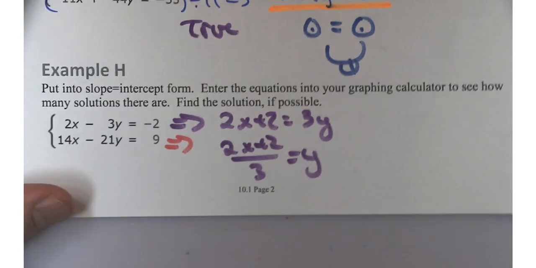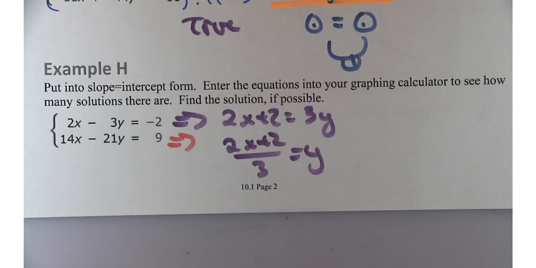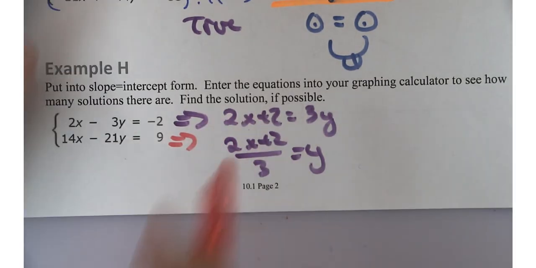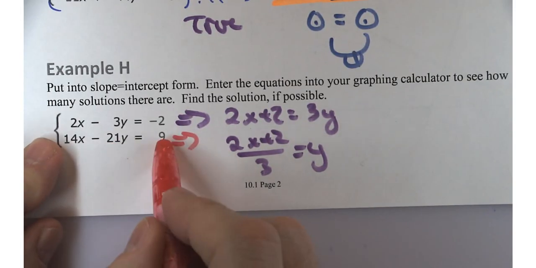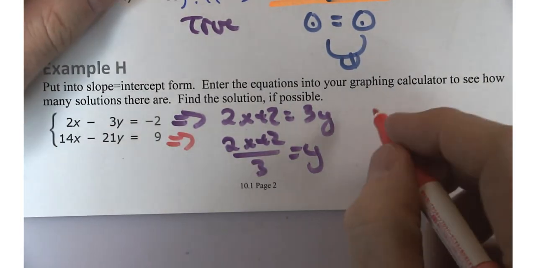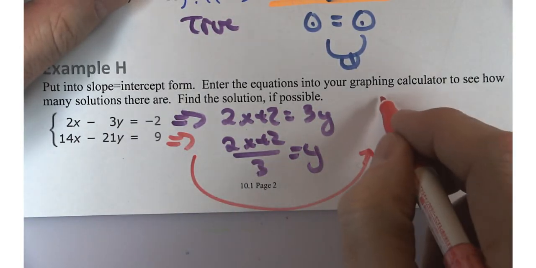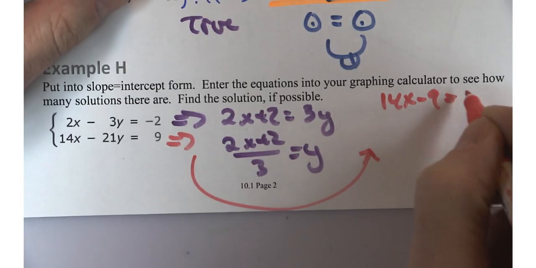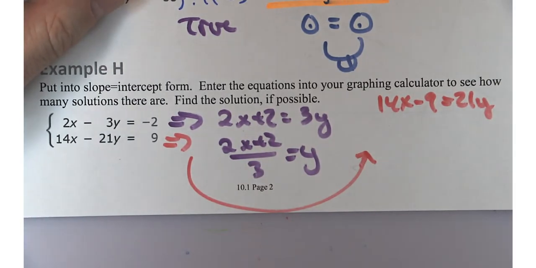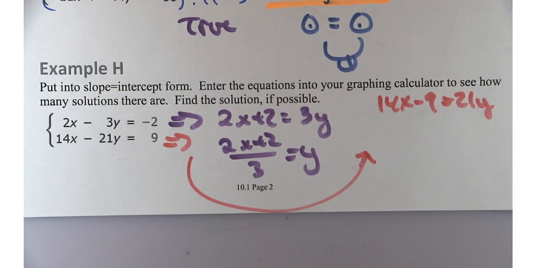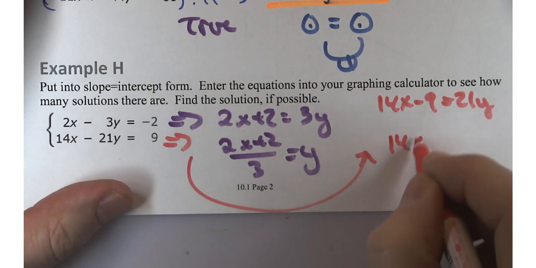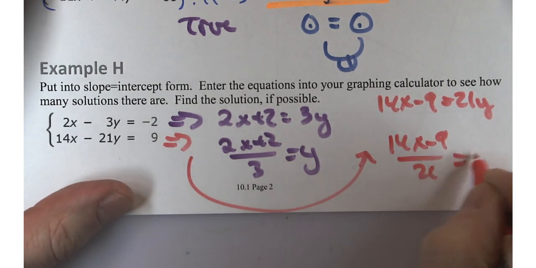Okay, let's look at this one. Personally, I would start by interchanging 21y and the 9, so switch those around. So I would start by rewriting that as 14x minus 9 equals 21y. What do I have to do to finish solving for y? Yeah, divide both sides by 21. So (14x minus 9) divided by 21 equals y.